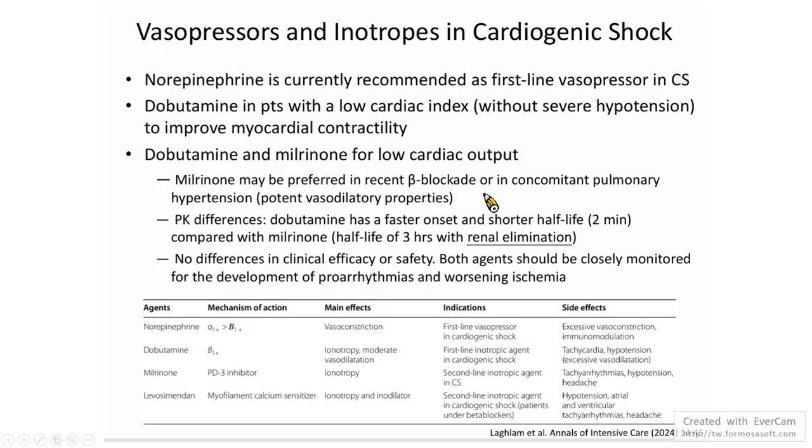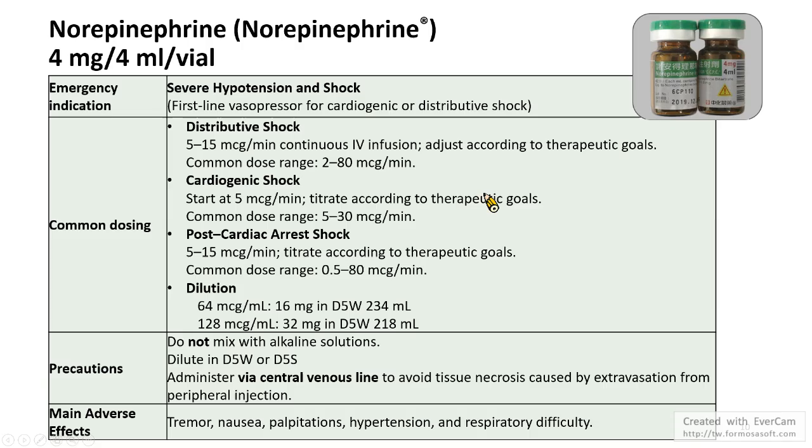And in terms of pharmacokinetic differences, dobutamine has a faster onset time and shorter half-life compared with milrinone. And for safety, there is actually no difference in clinical efficacy or safety. But just remember, both should be closely monitored for any occurrence of arrhythmia signs and worsening ischemia. And then each one has specific introductions that we will go through together.